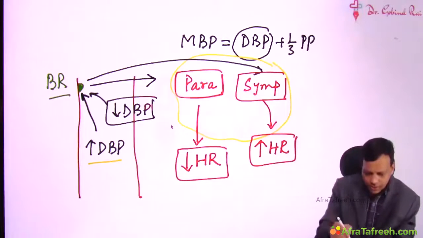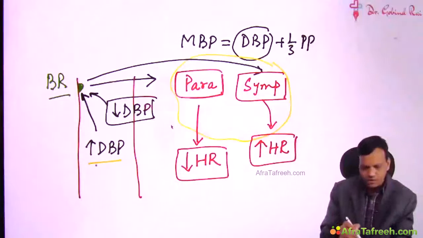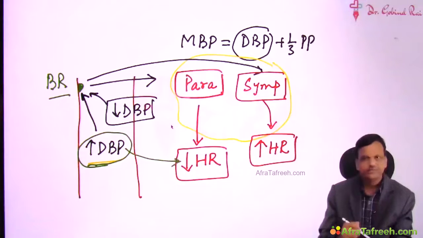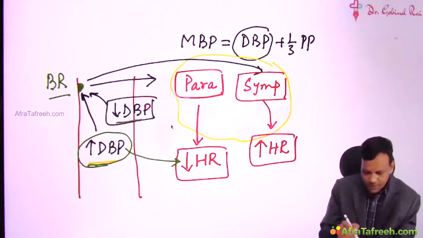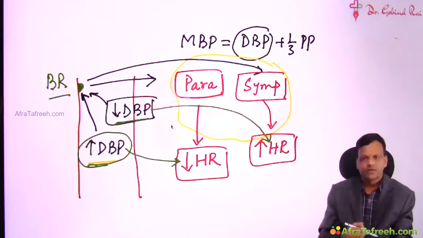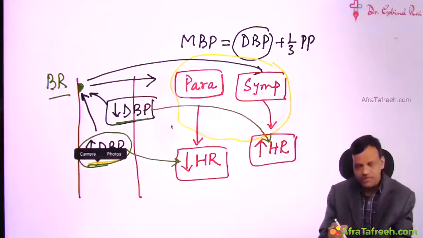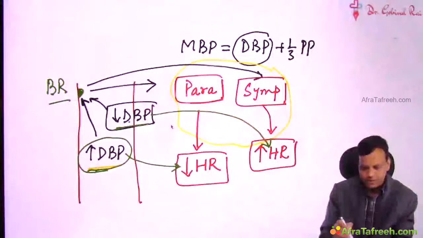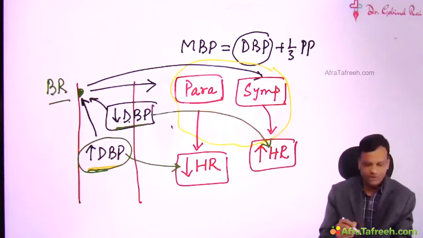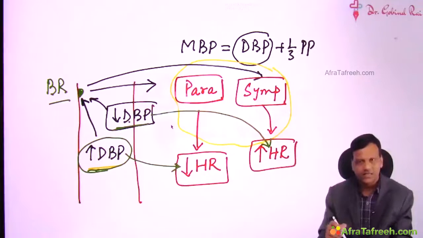So if you see carefully, whenever diastolic BP increases, the indirect effect is a decrease in heart rate. Whenever diastolic BP decreases, the indirect effect is an increase in heart rate. Increase in diastolic BP will decrease the heart rate. Decrease in diastolic BP increases the heart rate. So you can safely remember that the indirect effect on heart rate is opposite to diastolic BP. If diastolic BP increases, heart rate decreases. If diastolic BP decreases, heart rate increases.